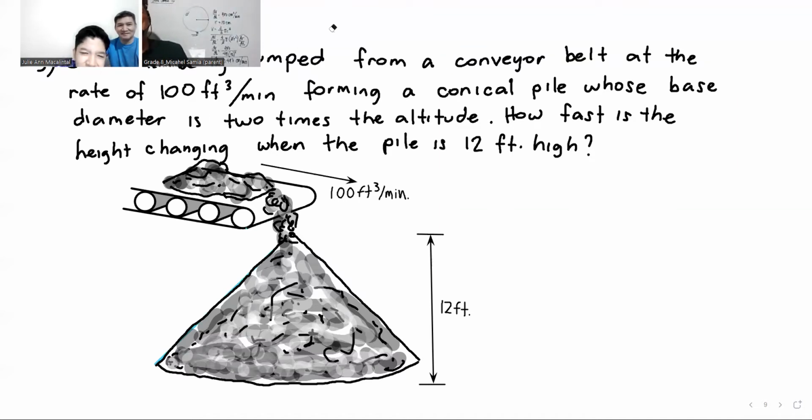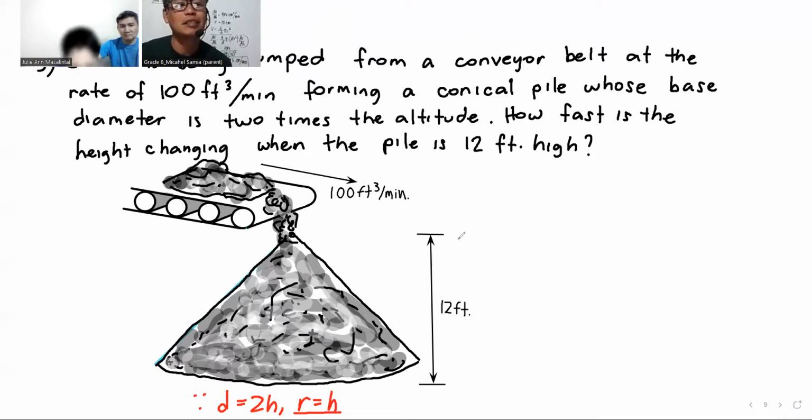Actually, hindi ko po nalagay, pero whose base diameter is 2 times the altitude. So, we can imply that since d equals 2h, r equals h. Very realistic po na illustration. Oo nga. So, how fast is the height changing?